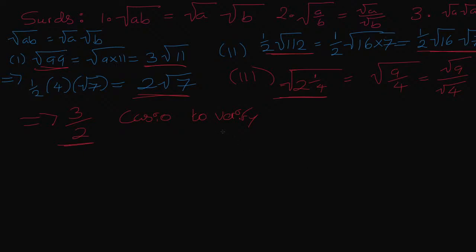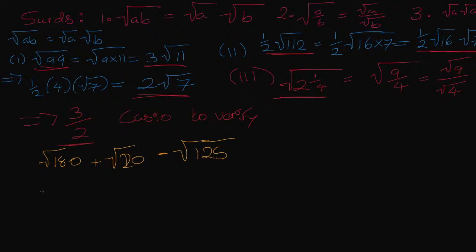Okay, so we'll do some more. So now, express each of the following in its simplest surd form, okay? So the square root of 180 plus square root of 20 minus the square root of 125, and we want to express them in its simplest surd form.